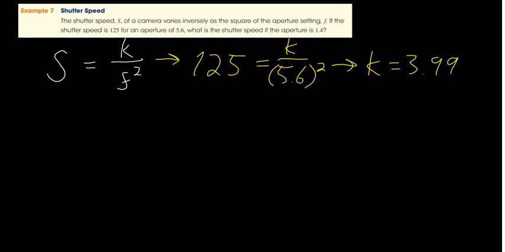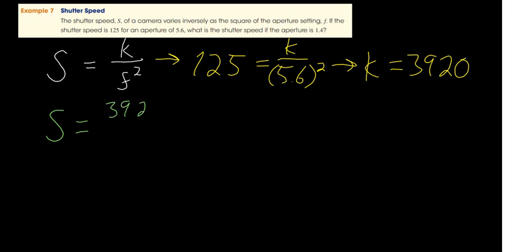Sorry about that. I divided, I meant to multiply. It's 3920. If you were following along and you're like, that doesn't seem right, yeah. So K equals 3920 if we multiply both sides by 5.6 squared. So now my equation is going to be S is equal to 3920 all over my aperture squared.